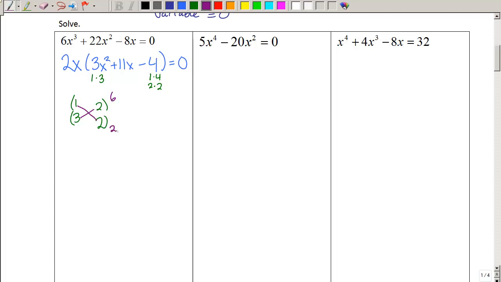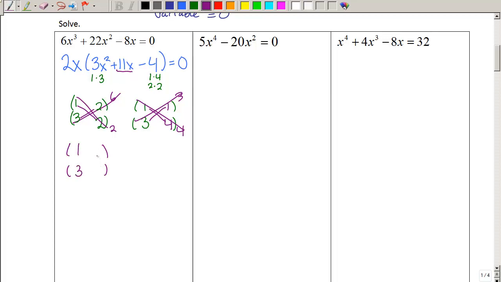To check, I multiply across. Can I use 6 and 2 to get to 11? Well, no, I can't. So this is not my factorization. Next, let's try 1 and 4. To multiply across, I get 3. Multiply across, I get 4. Again, that's not going to get me 11. I have one more option I can try.